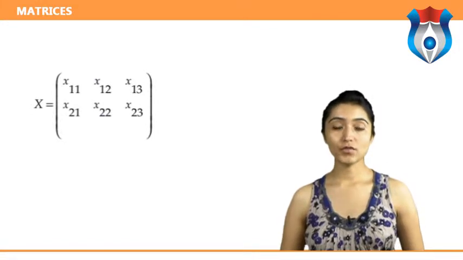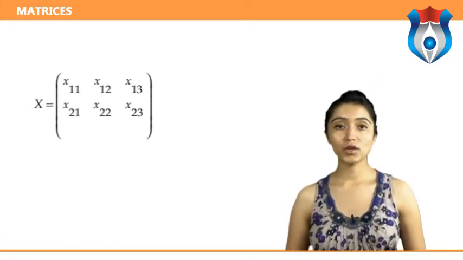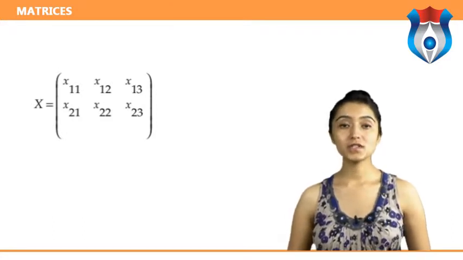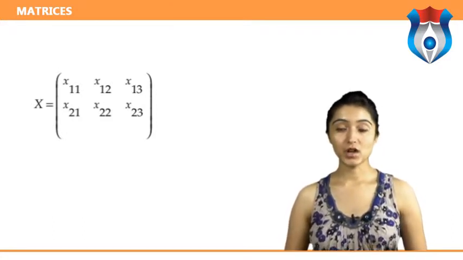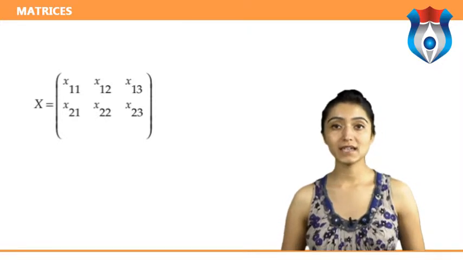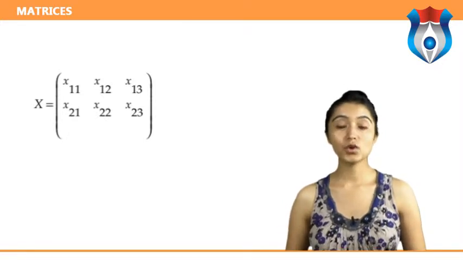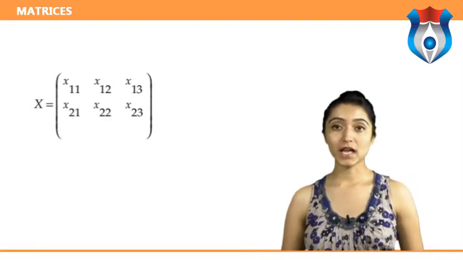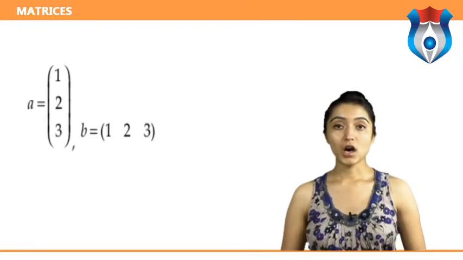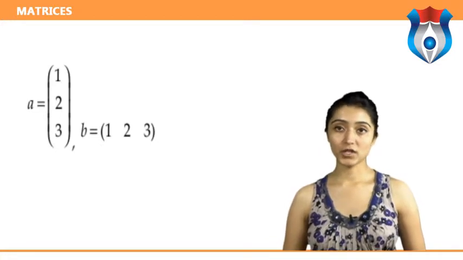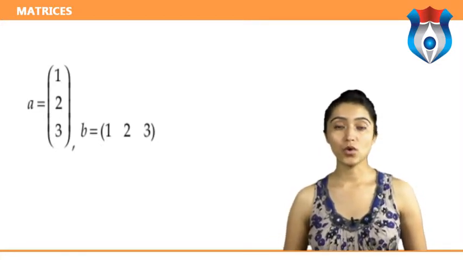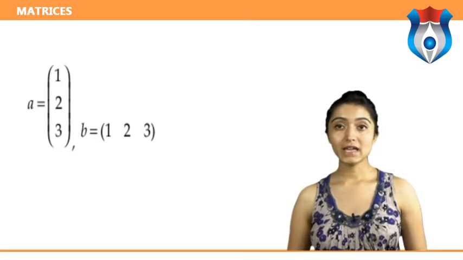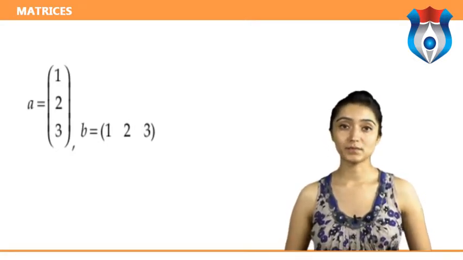The elements of a matrix are numbered in the following way as seen on screen. That is, the first subscript in a matrix refers to the row and the second subscript refers to the column. It is important to remember this convention when matrix algebra is performed. A vector is a special type of matrix that has only one row or one column. Here, A is a column vector while B is a row vector.